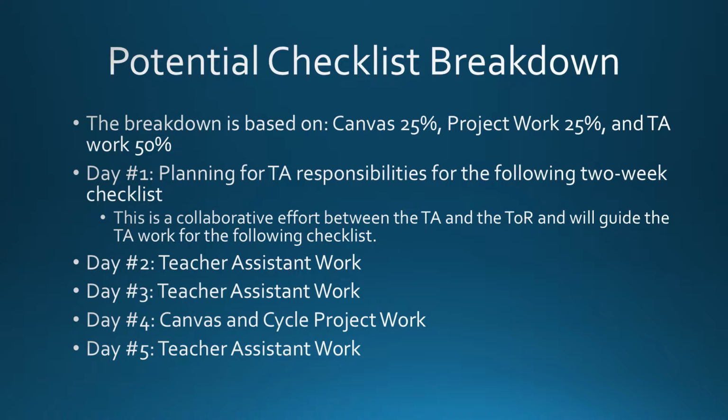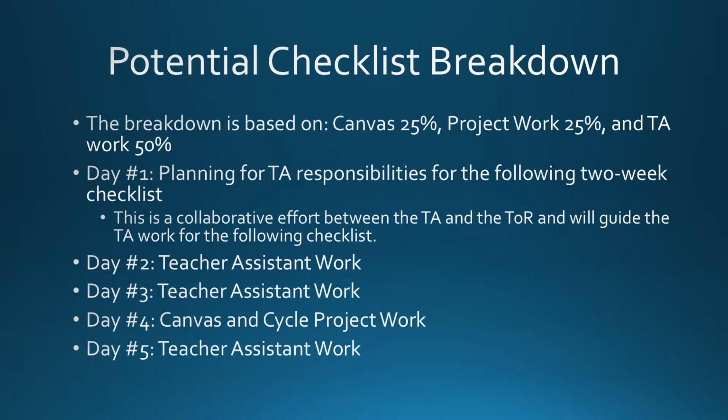So, of the 5 days, as I was saying earlier, it's going to be really dependent on who your teacher of record is and what your content is. But of the 5 days, you can plan on one of those days being dedicated towards planning for TA responsibilities for the following 2 week checklist. In that planning process, you'll receive a teacher assistant planning template, but that process itself is a collaborative effort between you and your teacher of record, and that will guide your TA work for the following checklist.